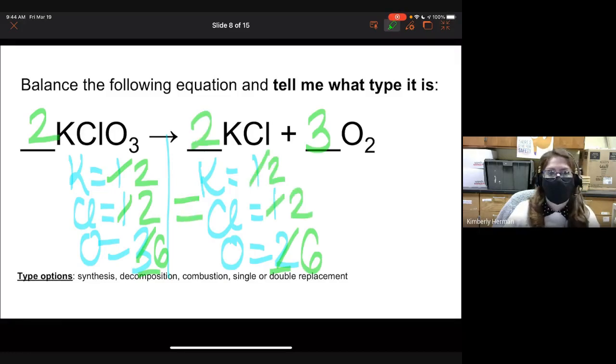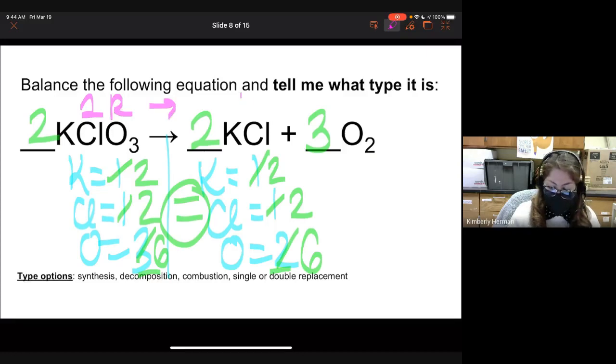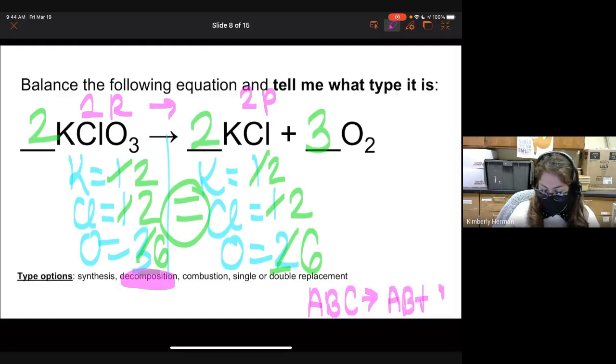So the whole goal of adding these coefficients is that we want to see that our reactants are equal to our products. So now let's identify the type. So we have one reactant and we have two products. So we're breaking it down. This one would be an excellent example of a decomposition. We actually have our A, B, and C breaking down into A, B plus C.